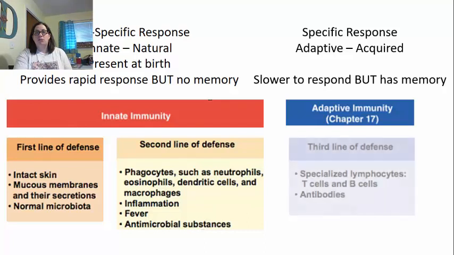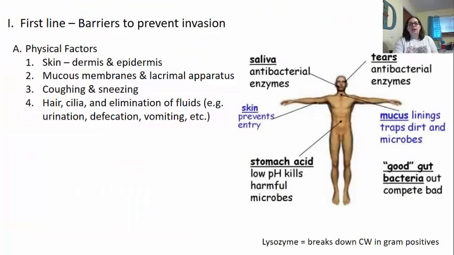This is talked about in chapter 17, and this is the third line of defense. It's specialized lymphocytes, your T cells and your B cells, as well as the production of antibodies. Looking at the first line of defense, these are going to be barriers to prevent invasion.